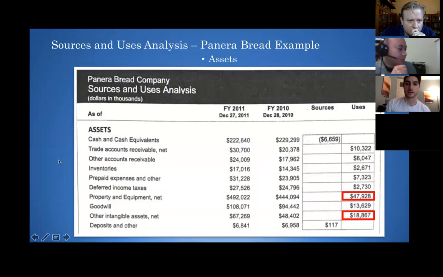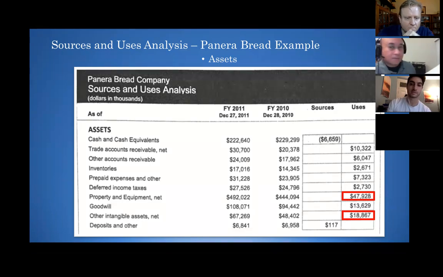So this is the Panera Bread Company example that we were given. And as it's always useful to do, it's good to look at the main changes that happen, as Michael said, either percentage-wise or absolute value-wise. So here we see a 47 million or 48 million property and equipment net increase. So that was a use of cash, and 18 million in intangible assets.